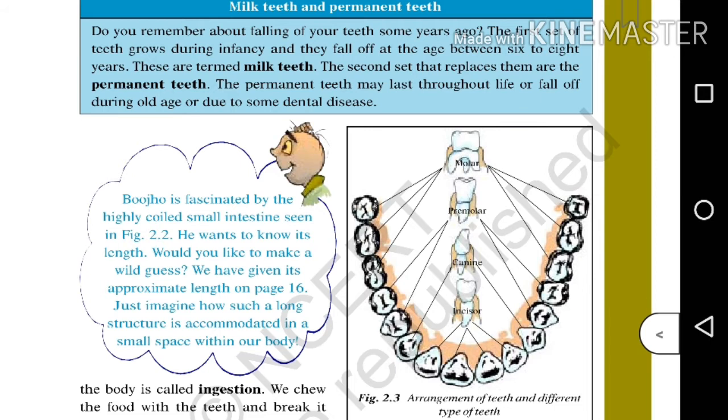So we had a first set of teeth which is known as milk teeth, and it is then replaced by the permanent teeth. These permanent teeth will be there in our mouth permanently unless we get a dental disease or tooth decay.